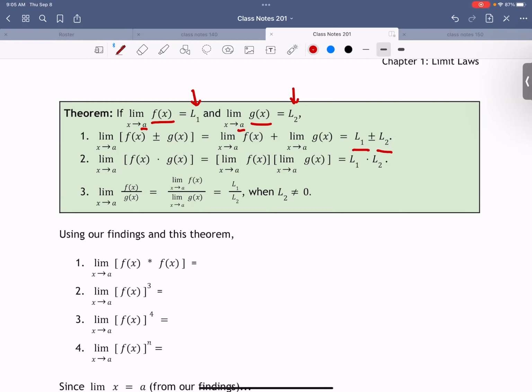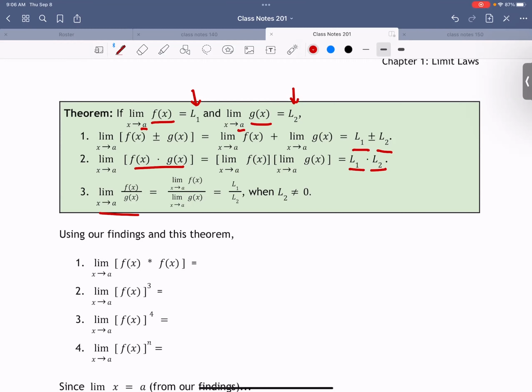Same thing goes with multiplication. If we multiply the 2 functions, the limit of the multiplication is going to be the first function's limit times the second function's limit, okay? Division's a little bit trickier, not really though. When we divide 2 functions, we're dividing the limits, but we have to make sure the second limit isn't 0, because then we'd be dividing by 0, which isn't really good, right? Okay, so 3 basic laws, pretty easy to remember, right?